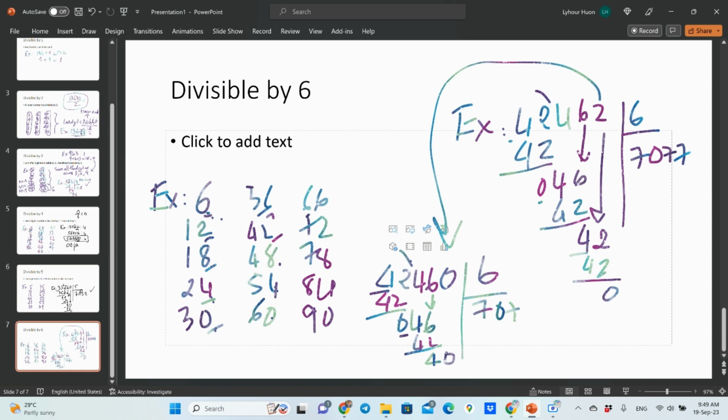How many times does 6 go into 40? 6 times 6 is 36, right? So 40 minus 36 is 4. The remainder is 4. So the one ending with 2 is divisible, but the one ending with 0 is not divisible by 6.